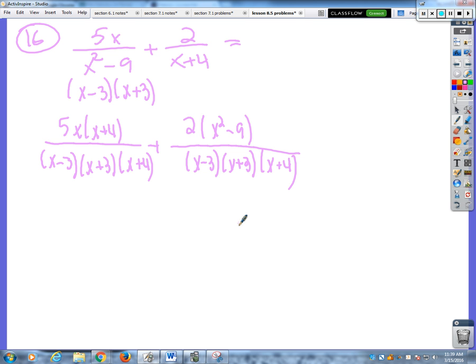Okay, so I got the common denominator. Use the common denominator to figure out what my new numerator should be. What do I do now? Distribute. Okay, so 5x times x plus 4 is? 5x squared plus 20x. Awesome.